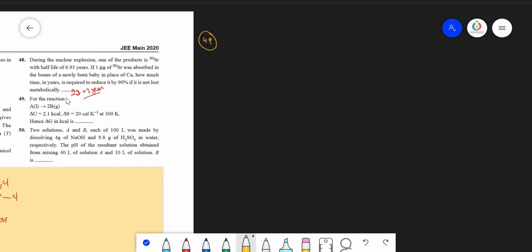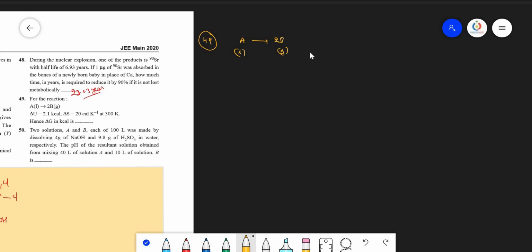Now let's solve question number 49. For the reaction A (liquid) to 2B (gas), where B molecules are completely in the gaseous state, delta U and delta S values are given. They are asking for the delta G value.